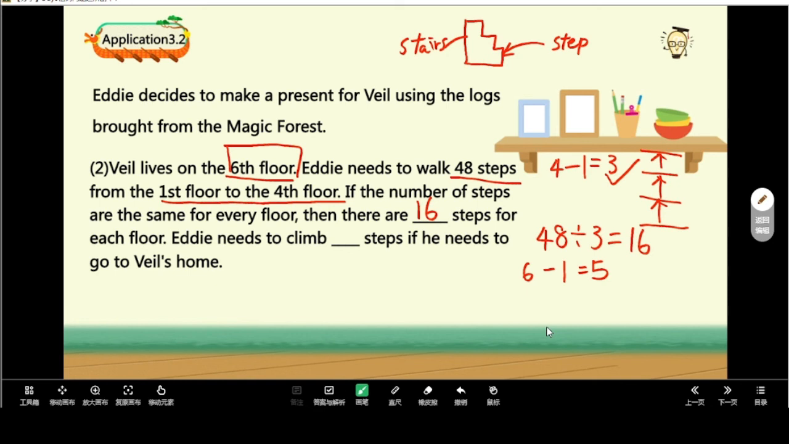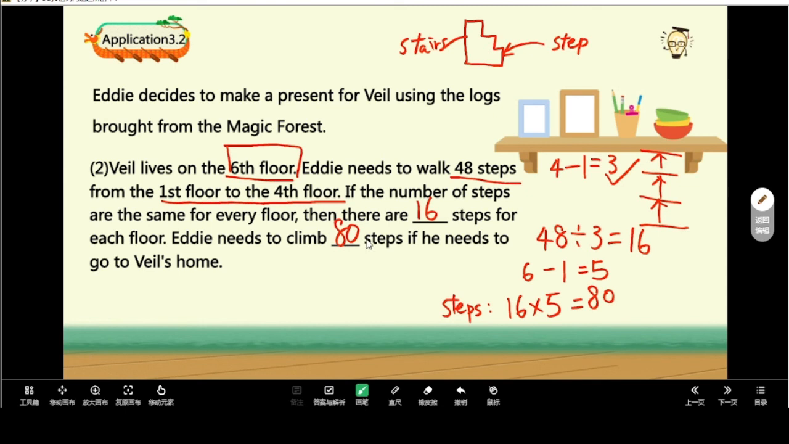So in total, how many steps does he need to climb? If he needs to go to the 6th floor, we already know that one flight of stairs needs 16 steps. We need to climb 5 flights of stairs. How can we do this? We need to use 16 times 5. So we can get the number of steps, right? What is the answer? 80. Very good. So the final answer is 80 steps. We need to write our answer here, okay?